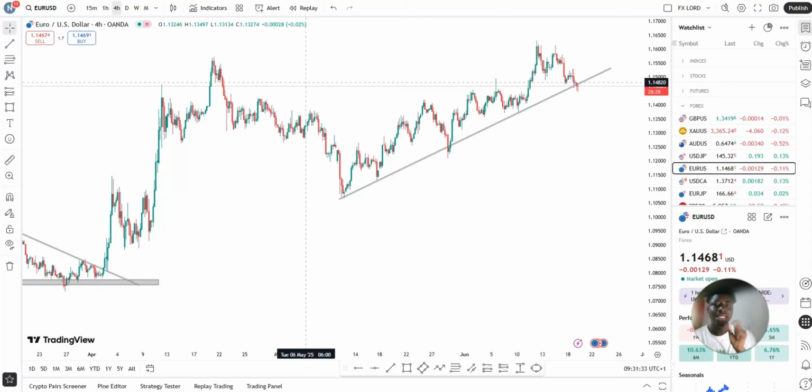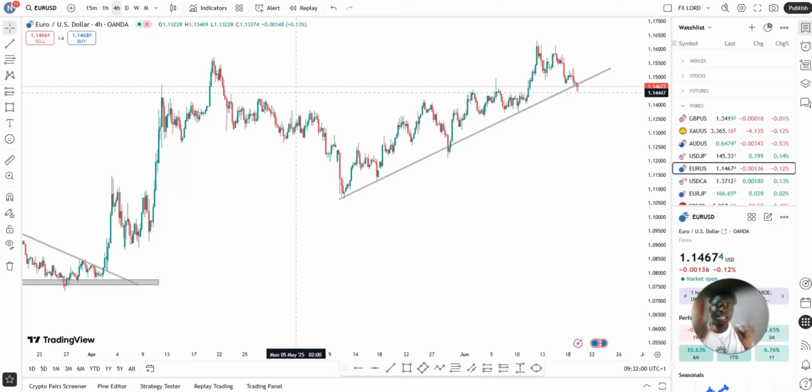So this is one thing about the trend line. You might ask yourself, what is a trend line, right? So a trend line is basically a line you draw on a price chart to help you see which way the market is going. If the market is going up, if the market is going down, if the market is going sideways.